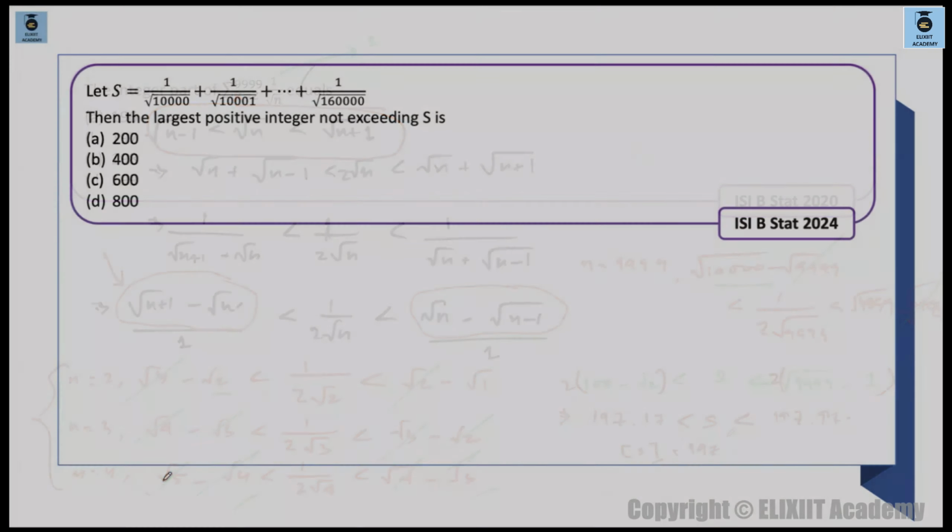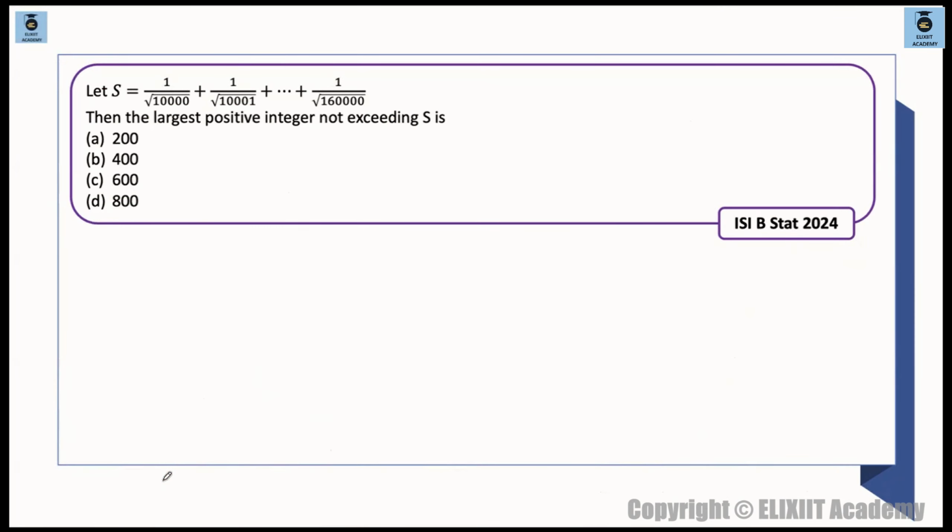So let's see one more question. Now look at this question. This was asked in ISI 2024. Recently they've asked this question. So S is given to be the series. Here they haven't given the series in summation format, they have given a series format over here. Again, we have to find the largest positive integer not exceeding S, so we have to find the integral part of this thing. Again, the logic remains the same. We have to solve this using the same inequality.